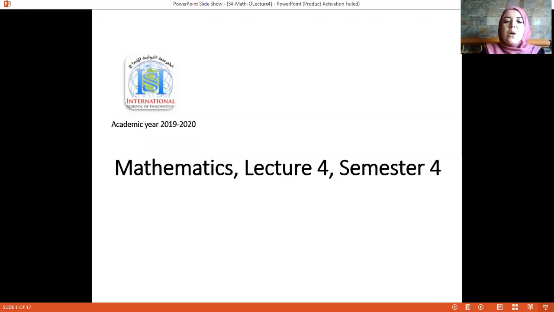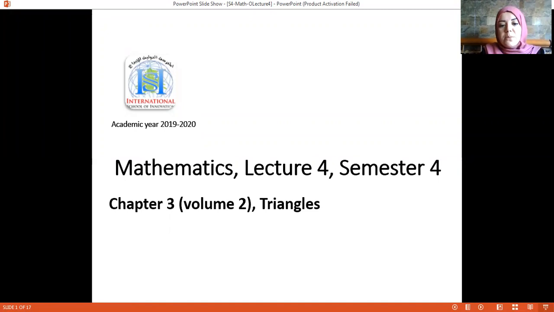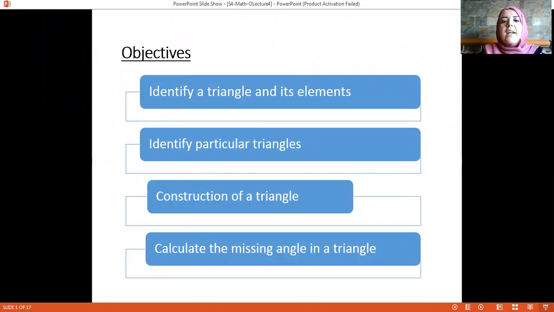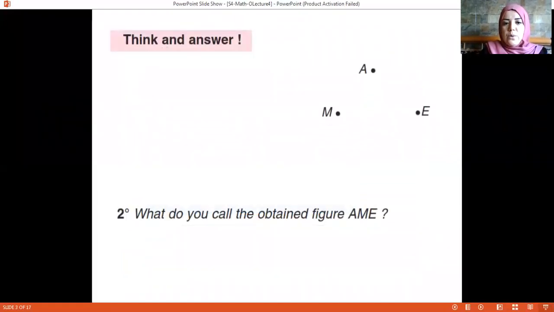In this lecture, I'm going to explain a new chapter, which is triangles. Let us talk about our objectives: to identify a triangle and its elements. We are going to identify also particular triangles. We are going to learn how to construct a triangle and how to calculate the missing angle in a triangle. Let us start first of all.